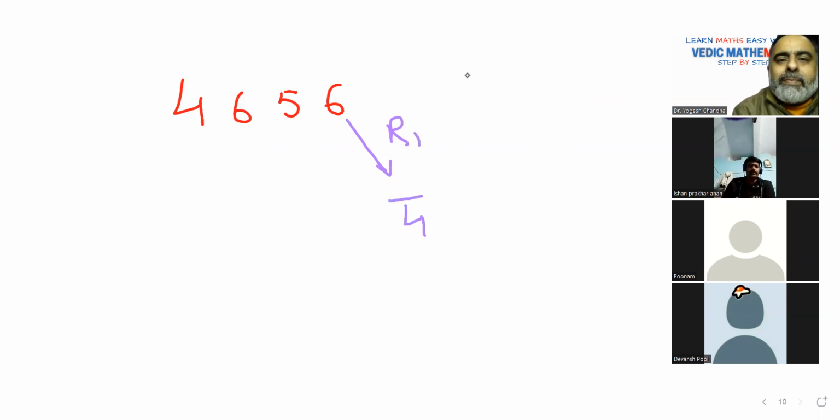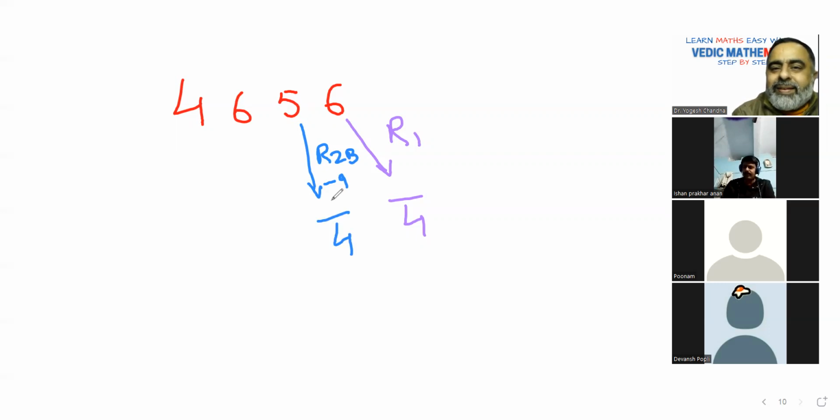Everyone agrees? Devansh, do you agree to this or any changes? I agree, sir. Okay. Now here, this is 5. That means you cannot apply 2A. So 2B. So B says minus 9. So again 4 bar. Correct? Yes, sir.